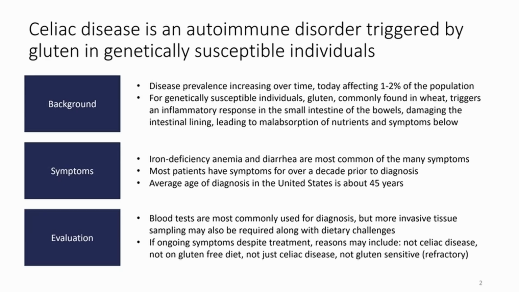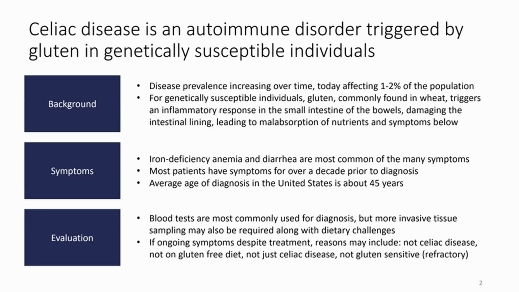And then we'll move on to the second section where we talk about the symptoms, and we'll see how iron deficiency anemia and diarrhea are some of the more common symptoms, but there are several other symptoms that could suggest celiac disease. And because some of these symptoms are a little bit more vague, many patients have symptoms for over a decade prior to being ultimately diagnosed with celiac. And part of that helps contribute to why the average age of diagnosis in the United States is around middle age, the middle decades of life.